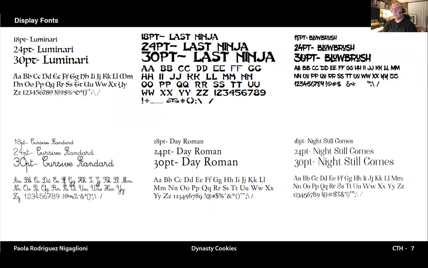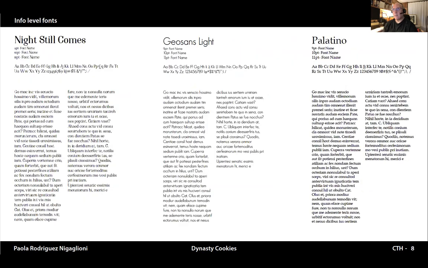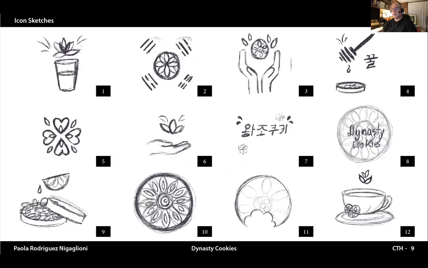Fonts, you haven't had typography yet, so we're doing sort of an intro here with display fonts and then info level fonts. Display fonts have a lot more personality but aren't as legible, and info level fonts are much more legible, but have less personality. And then you're going to do logo icon sketches. So pencil to paper, coming up with ideas for a logo icon. And I'm going to go into more detail about what that means later.